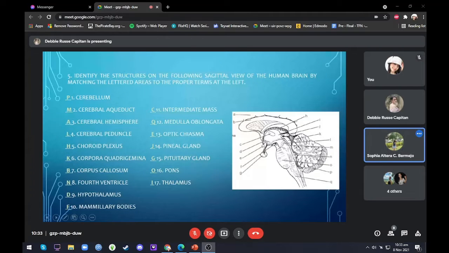Number four, cerebral peduncle, letter L. Number five, choroid plexus, letter H. Number six, corpora quadrigemina, letter K. Number seven, corpus callosum, letter B. Number eight, fourth ventricle, letter N. Number nine, hypothalamus, letter D. Number 10, mammillary bodies, letter F. 11, intermediate mass, letter C. Number 12, the medulla oblongata, letter Q.